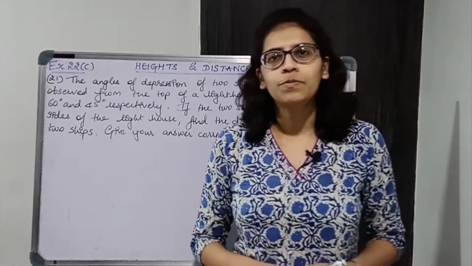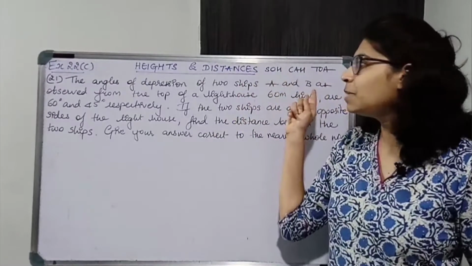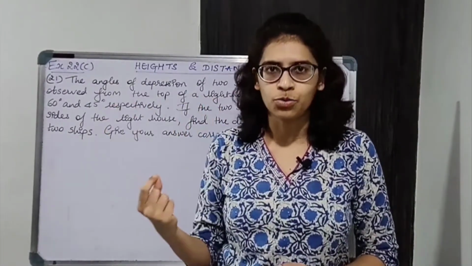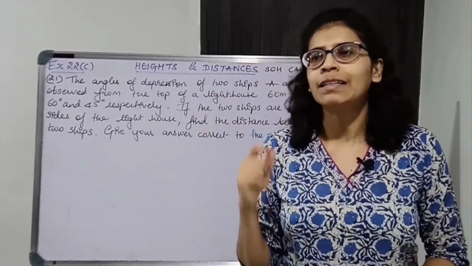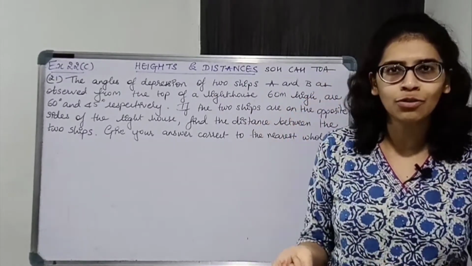There are two ships A and B. Okay, it is given over here. There are two ships A and B and they are being observed from the top of a lighthouse. Okay, so lighthouse के top से we are observing and this lighthouse is 60 meters high. So height of the lighthouse is given over here.